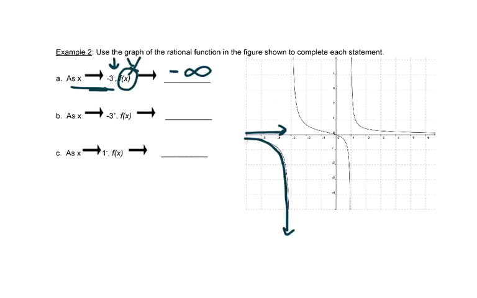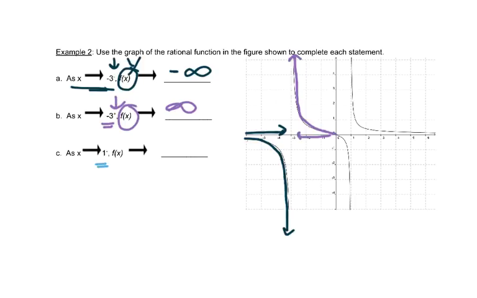So the next one says that we're going to approach negative 3, but from the right because of that plus sign. So this time I'm going this direction. And as I follow the graph headed that direction, the graph shoots up. So the y value would be going to positive infinity.